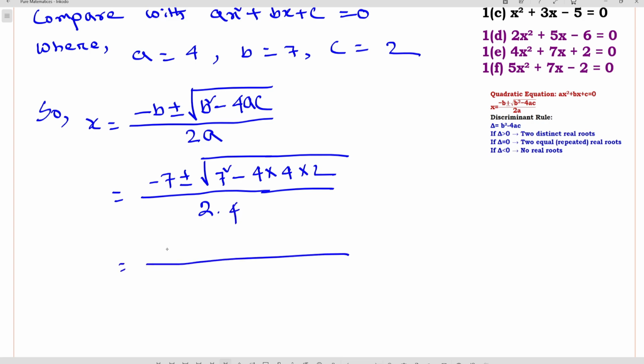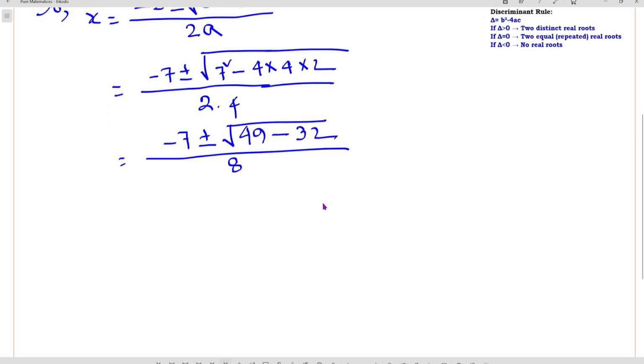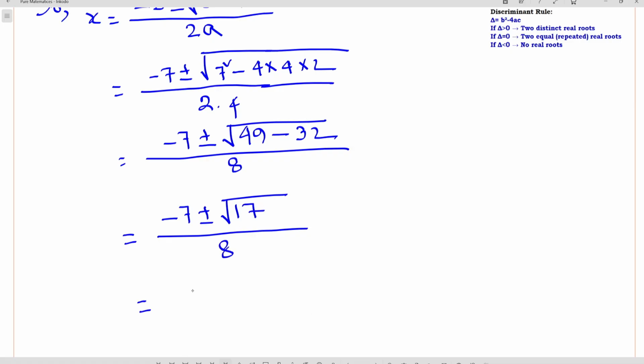So here is minus 7 plus minus root over 49 minus 4 times 4 is 16, times 2 is 32, divide 2 times 4 is 8. Okay, next: minus 7 plus minus root over 49 minus 32, it's 17, divide 8. So minus 7 plus minus root 17 divide 8, and root 17 we can write as 4.12.